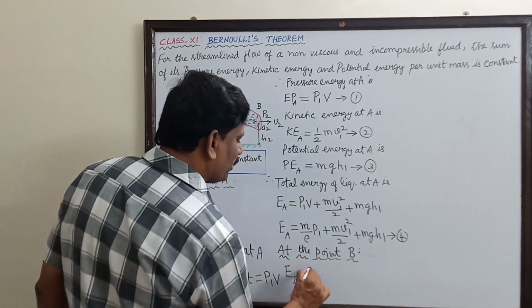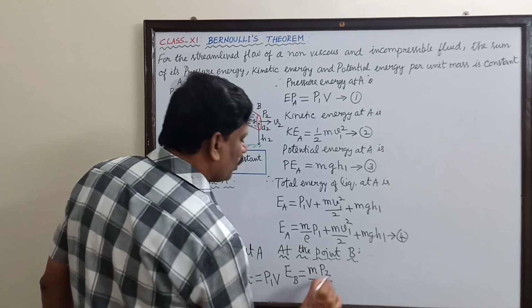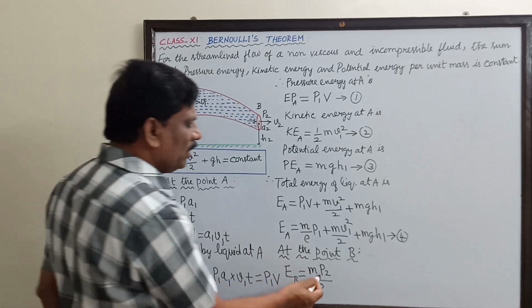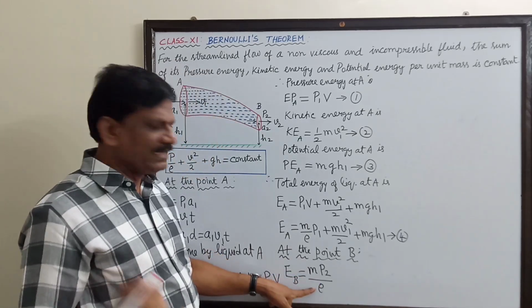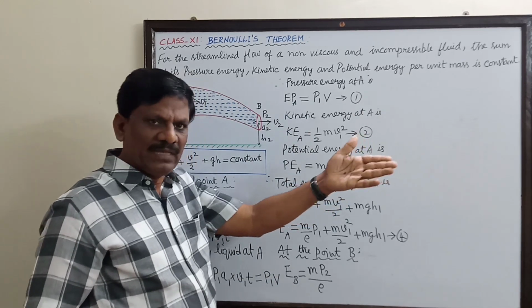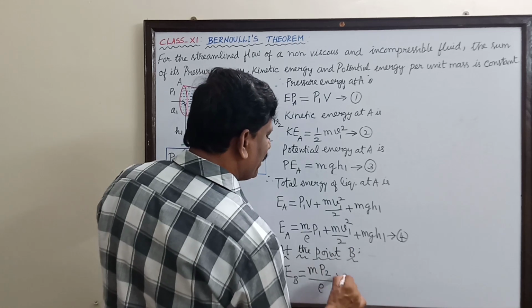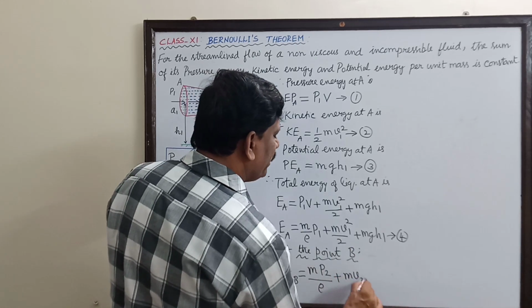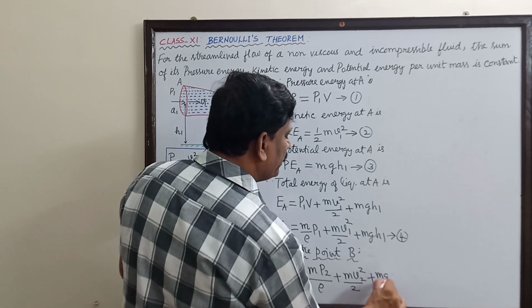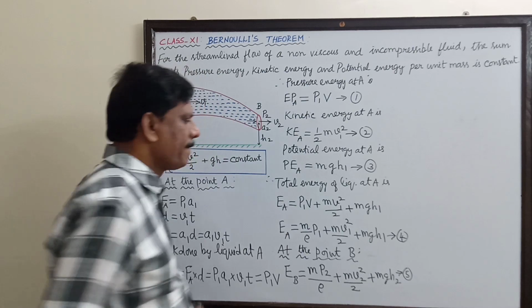So this must be equal to what? M into P2 by rho. So instead of pressure P1, I have to substitute P2. Density of the liquid remains the same, and the mass of the liquid entering is equal to the mass of the liquid leaving at B. Therefore, M also should be the same. So this second term becomes what? M into V2 square by 2 plus mg into H2, and this is equation 5.